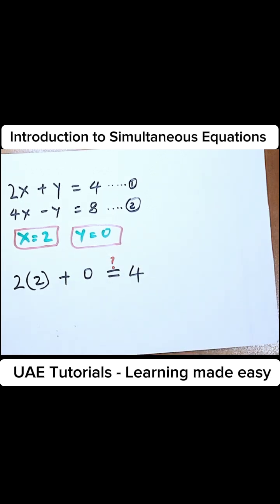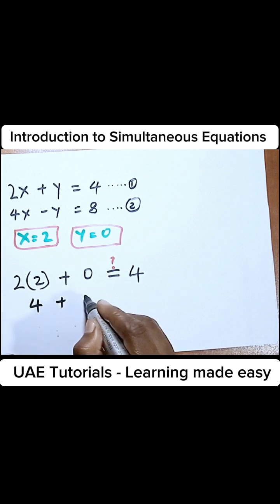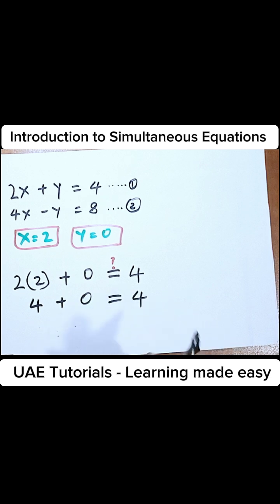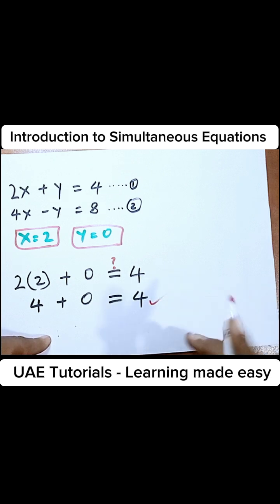We're asking ourselves a question. 2 times 2 plus 0, does that give me 4? Of course, 2 times 2 is 4, plus 0, and that equals 4. 4 plus 0 equals 4. Hooray! I have gotten my first result.